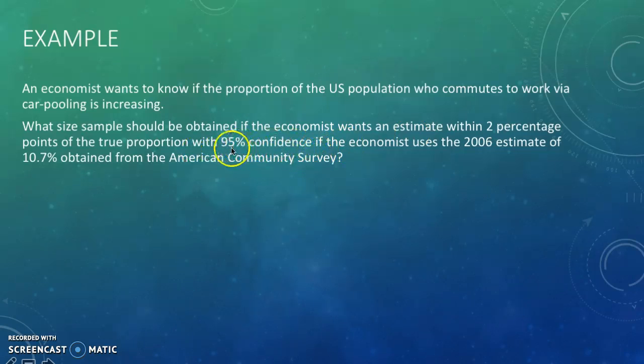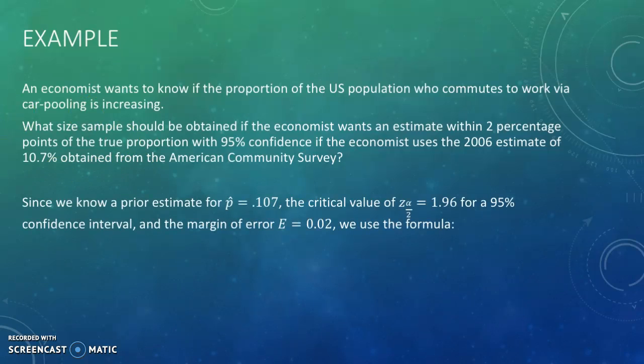The 95% confidence level is telling you what value you need to use for alpha, which is 0.05. And it's also letting you know, okay, you need to find the critical value for alpha over 2, which is 0.025, and that would give you a z value of 1.96, like we calculated earlier. And then it says they're using the 2006 estimate of 10.7% who carpool. That 10.7% is actually your p-hat. It's a previous estimate of the proportion of the Americans who commute to work by carpooling. So that would give us a p-hat of 0.107.